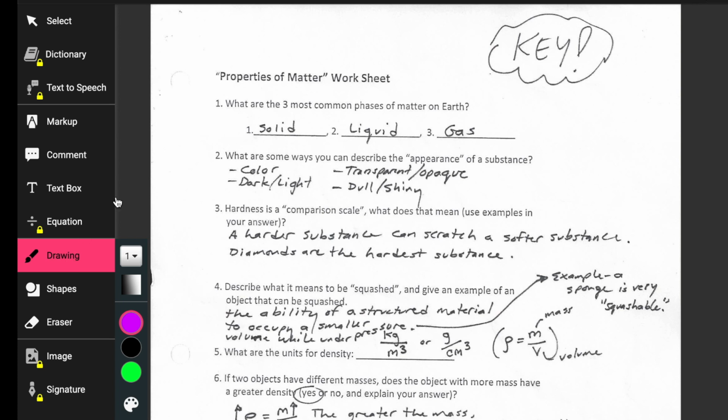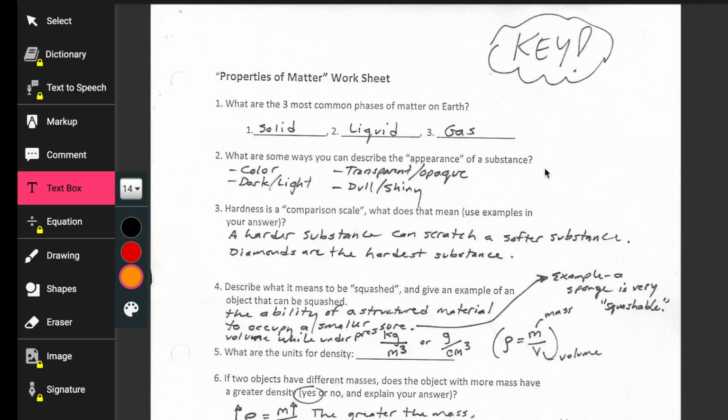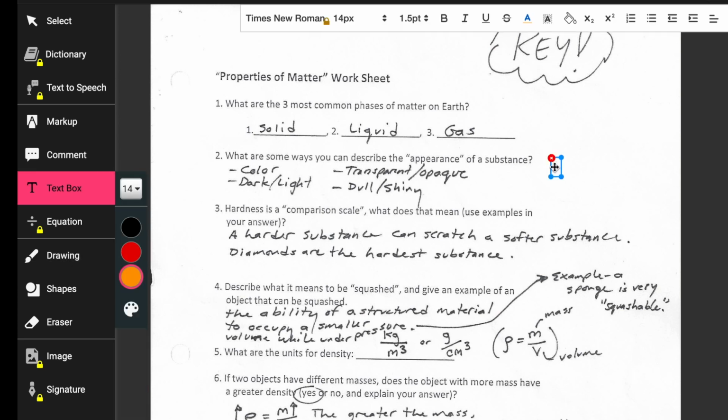Number 2, what are some ways you can describe the appearance of a substance? So these are just some. There are more, of course. This is getting into the realm of what kind of measurement. This is all the way back from Unit 1. We had quantitative and qualitative. So we're describing the appearance, we're describing the quality of something.